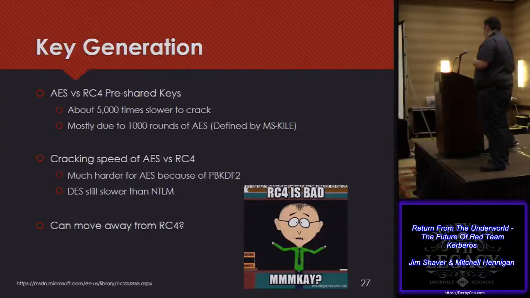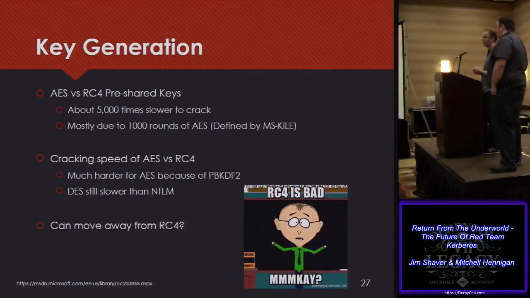Quick math here shows about a 5,000 times time increase moving from RC4 to AES pre-shared keys. This is mostly due to those 1,000 rounds that PBKDF2 defines. The salts will come into play and add a little overhead there. But just imagine cracking tickets at about 4 hours, and then all of a sudden you jump up to about 20,000 hours. It's going to take a while. So there definitely is that benefit there. And an interesting note here is DES, which we consider pretty terrible, is still slower to crack than NTLM is.